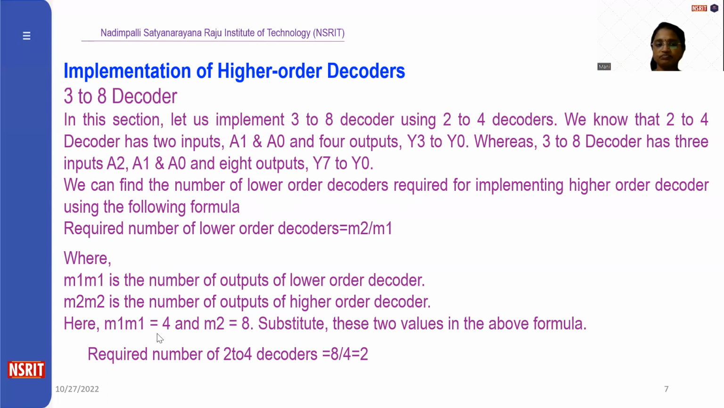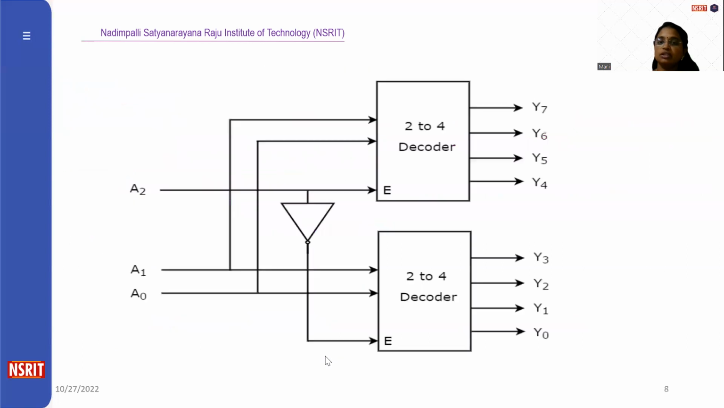M2 means 8, M1 means 4. So 8 by 4, we require 2 to 4 decoders to construct a 3 to 8 decoder. This is the block diagram: 2 to 4 decoder, 2 to 4 decoder.